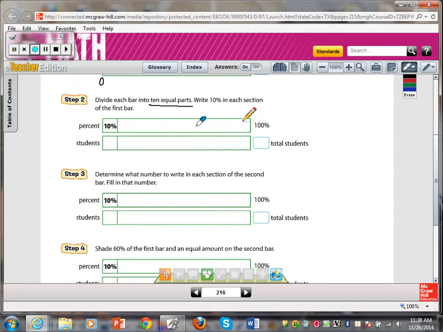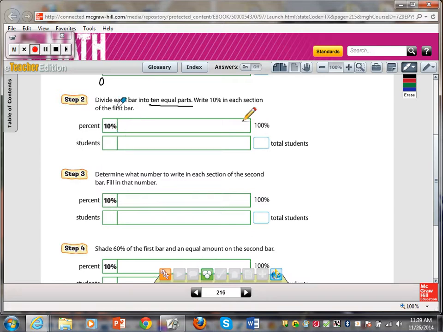Now, why don't we want to break it into 30 parts, into other parts like that? Well, remember, you've got to make your number compatible with the number that they ask you. And 10% is very compatible with 60%. So that's what they did here, 10%. So 10% of students should be how many?